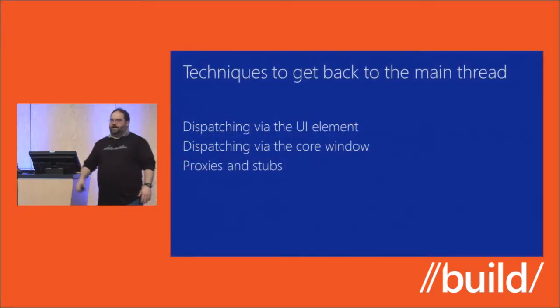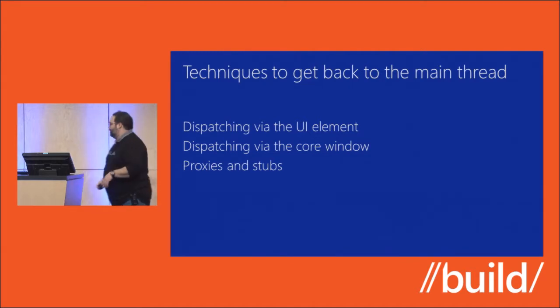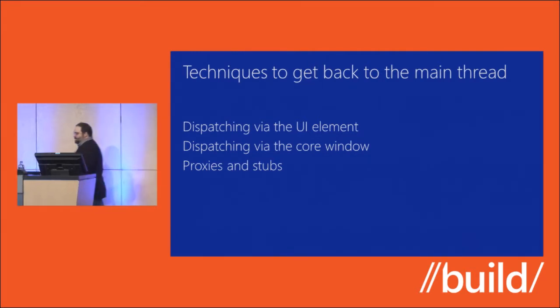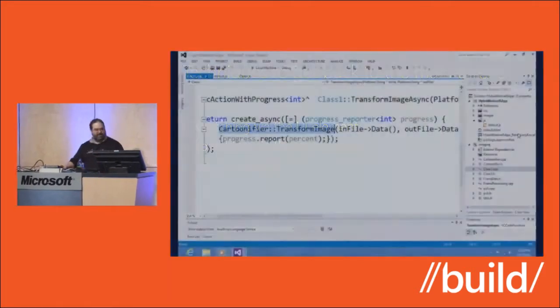We've got a couple of techniques that I'm going to talk about for the rest of the talk today. We're going to talk about dispatching via the UI element, that's available to you for XAML. We're going to talk about dispatching via the core window, that's available in any case, but we've got an example of doing that for JavaScript. And we're going to talk about proxies and stubs. But this is the spot, I think, where I'm going to insert the extra demo. So we'll see how this goes. This wasn't in my slides.